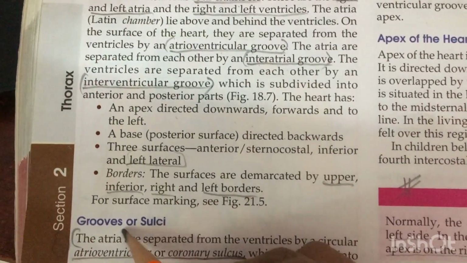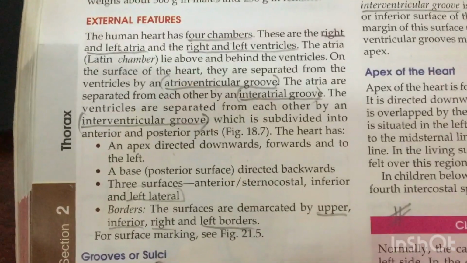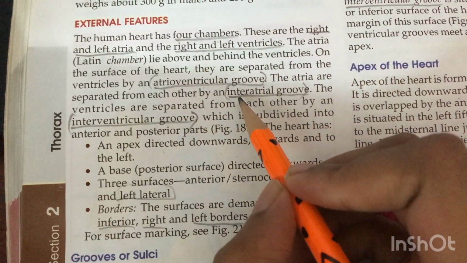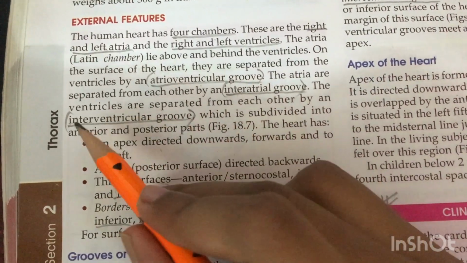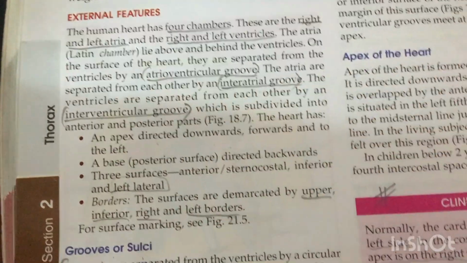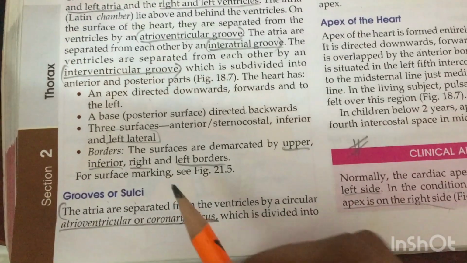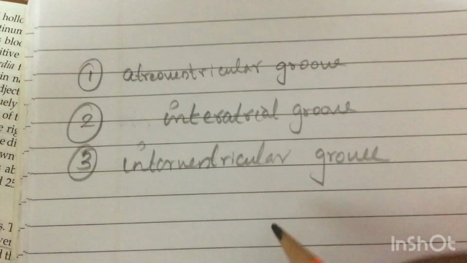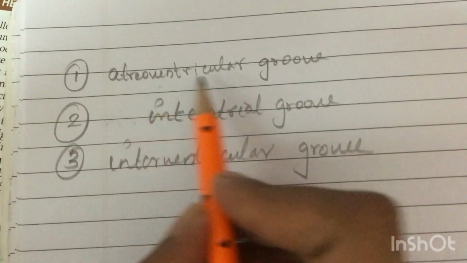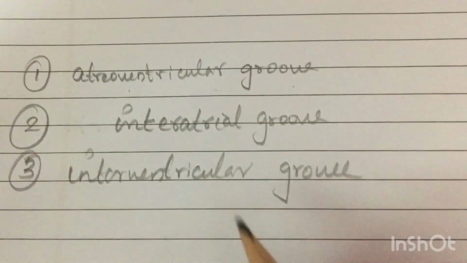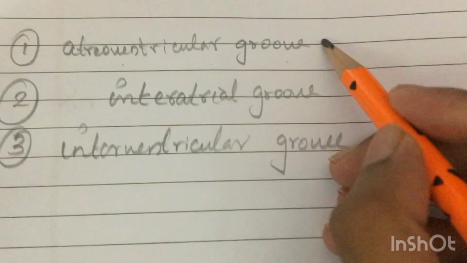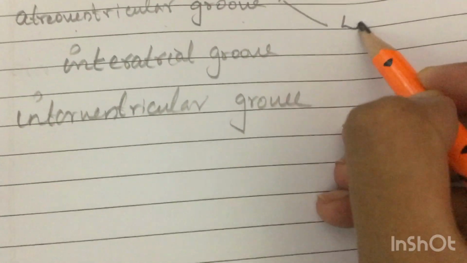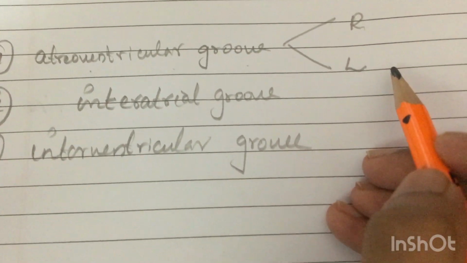So next, about the grooves or sulci. There are three grooves: atrioventricular groove, interatrial groove, and interventricular groove. First we can talk about the atrioventricular or coronary sulcus. The atrioventricular groove is divided into two: the right and left atrioventricular groove.